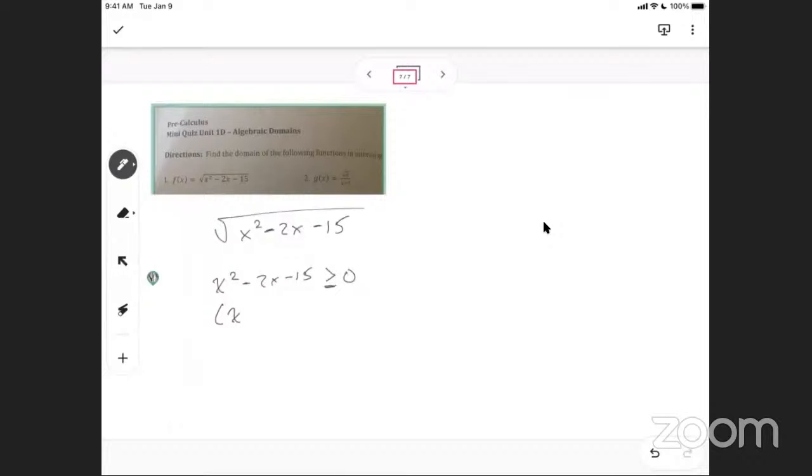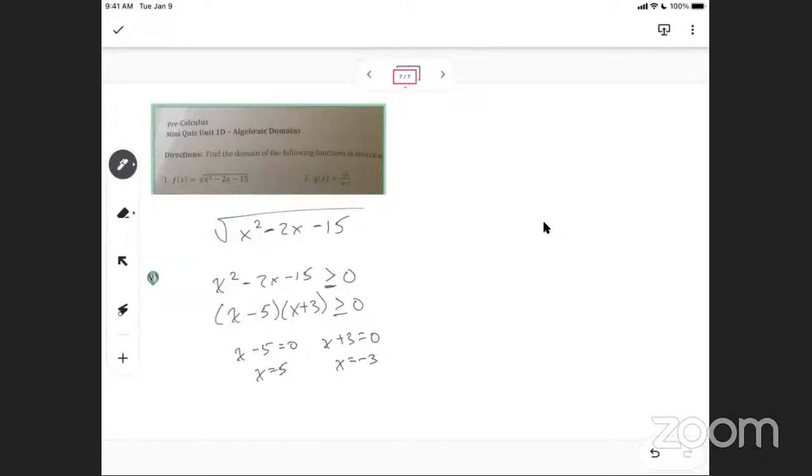So it's x minus 5 and x plus 3. That's the answer. Which means if I'm trying to graph this equation, what I would do is set each one of these equal to 0. Remember doing this? And that's going to give me my zeros. So x equals 5 and x equals -3.